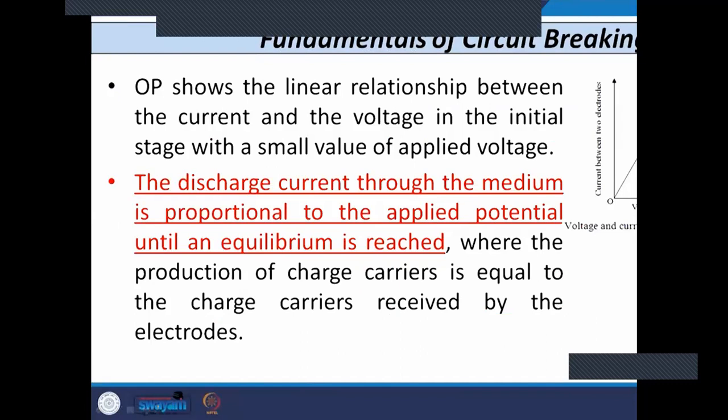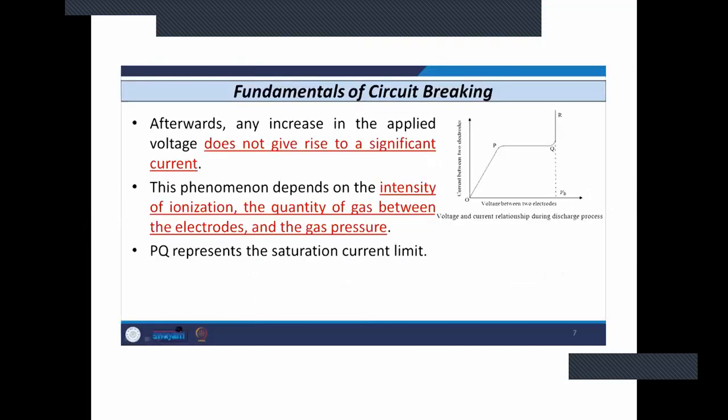So this linear relation occurs until the equilibrium is reached, where the production of the charge carriers is equal to the charge carriers received by the electrode. Okay, so when the ionized particles received by the electrodes are equal to the charge carriers newly produced, until this equilibrium point we will have a linear relationship, and the discharge current will be flowing. Okay, so you can see this is a Townsend curve. Again, we have already discussed this in high voltage. So this is linear.